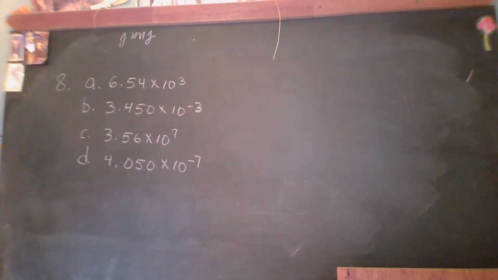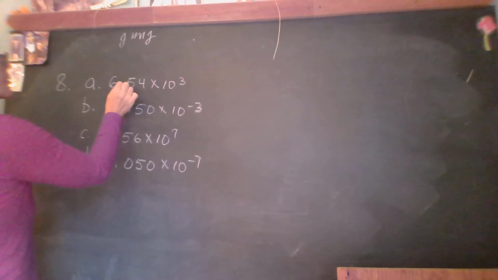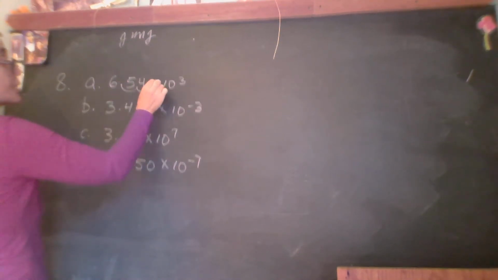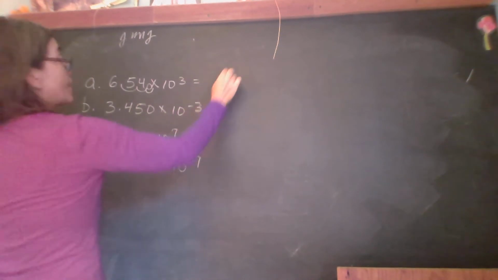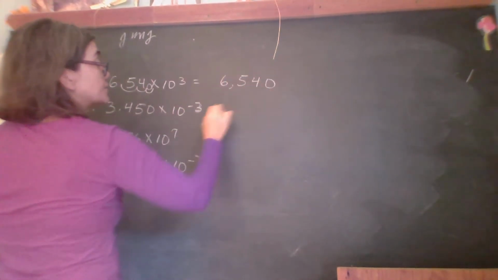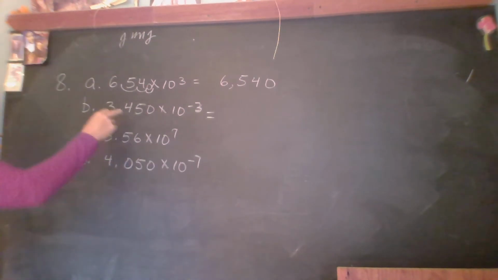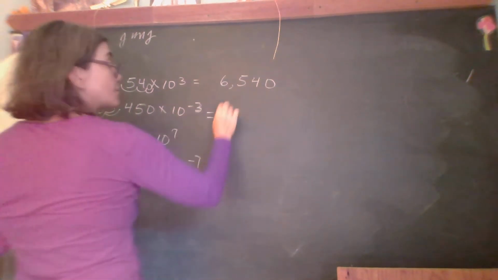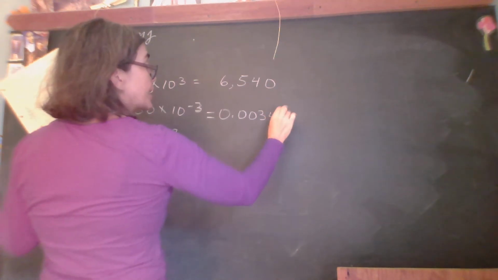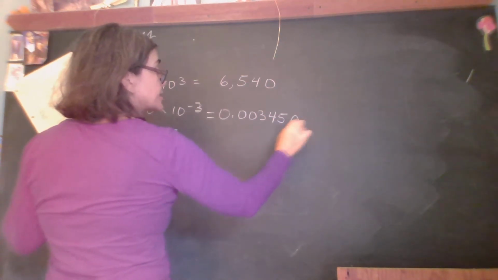Okay, so the first one is easy. It's 6.54. Remove the decimal: 6,540. 3 to the right. 1, 2, 3. So we're sticking a 0. With the next one, we're going to move the decimal to the left 3 places. Also easy. 1, 2, 3. It's just 0.003450. And we need to express this final 0 because it's significant.